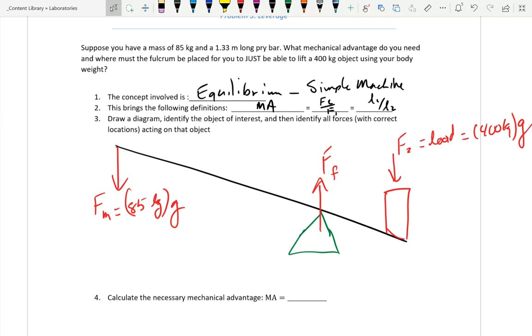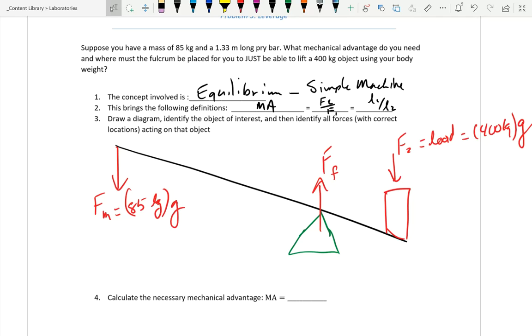What does that mean to you? Not needed. Yes, it's massless. Is it really massless? No, of course not. But I could assume that the mass of that pry bar is very small compared to the forces that I'm getting otherwise, so that the force of gravity of the pry bar is inconsequential. So if I don't give it here, you just have to assume, okay, that must mean it's massless.